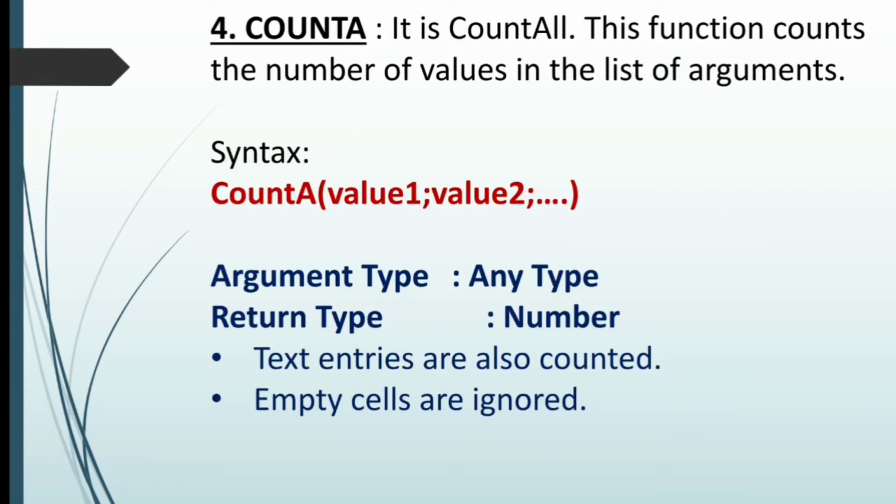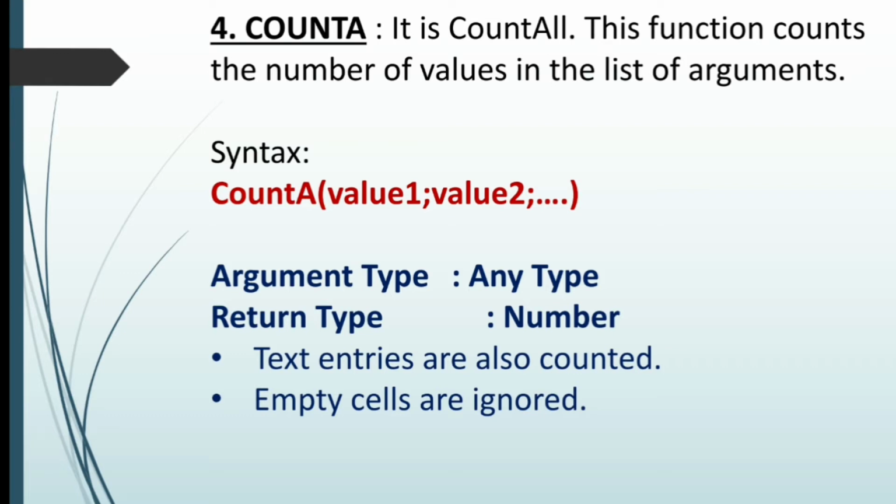Next is COUNTA. It is count all. A here represents all. So it refers to the CountAll function that simply counts the number of entries irrespective of whether it is number, date, boolean value or text. Means this function counts the number of values in the list of arguments irrespective of its type. Its syntax is COUNTA(value1, value2, up to value30).